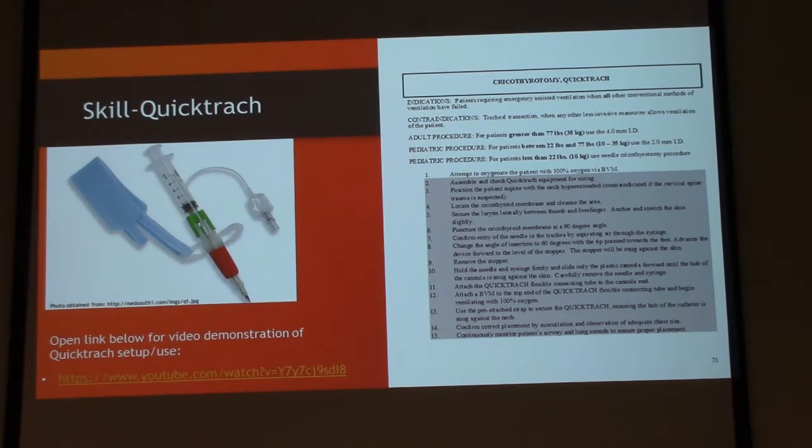Has anybody had the opportunity to use a quick trach? A lot of people think, oh, they're going to slide right in like butter. They don't. They do take a little bit of effort. When you're entering at the cricothyroid membrane at a 90-degree angle, you're going to need a little bit of oomph to push that needle through. Just be careful that you're not pushing too hard that you go right through. But make sure that little red stopper's on there so it'll stop you also.